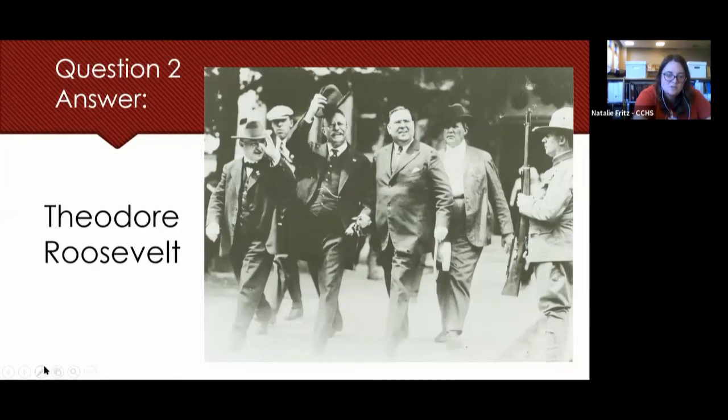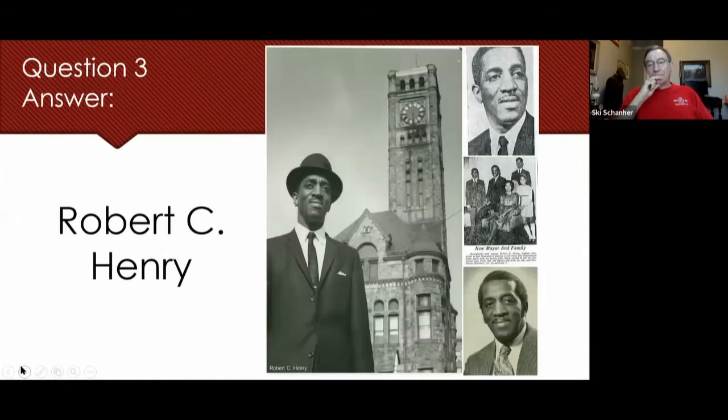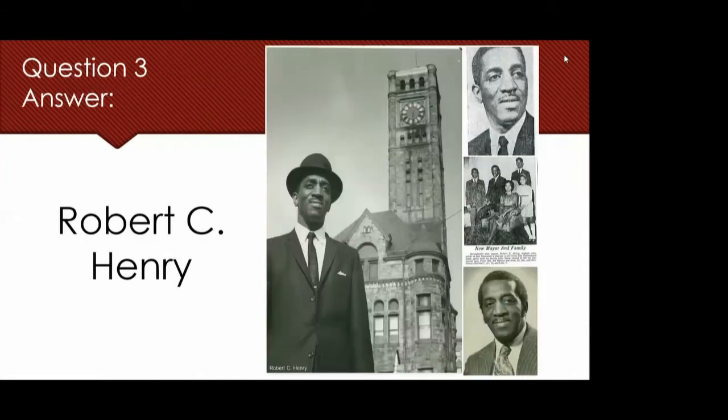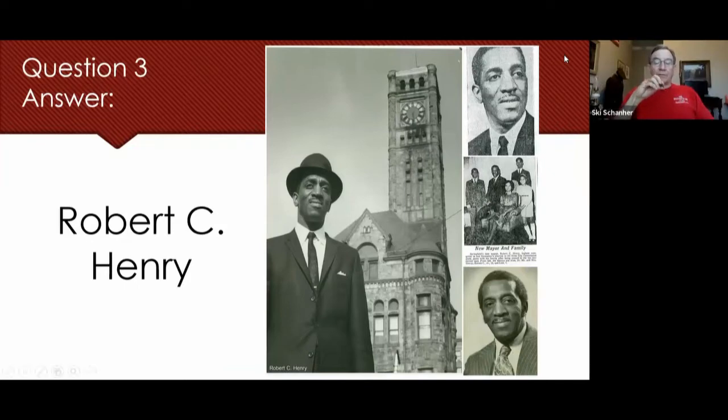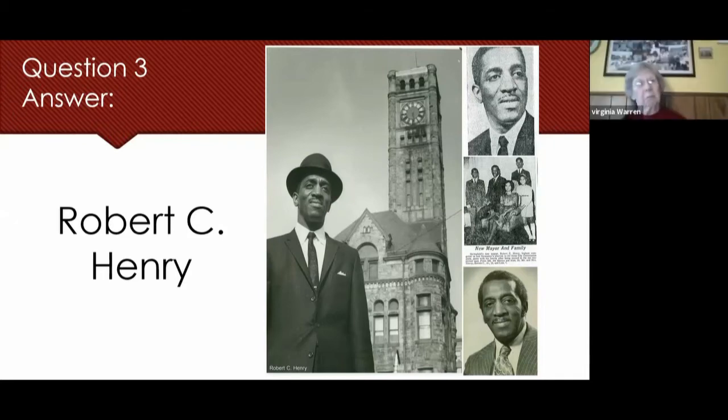All right, question three. Who was Springfield's first African-American mayor? Robert C. Henry. Yes. Yeah, I put that down too. That was interesting. I was on a civil rights trip about a year and a half, almost 2 years ago, and we were down in Selma, Alabama. There's a voting rights museum down there that we toured through, and Mayor Henry's picture is prominently displayed on the wall down in the museum in Selma, Alabama. Wow. Really? 1966, of a city of 50,000 or more.